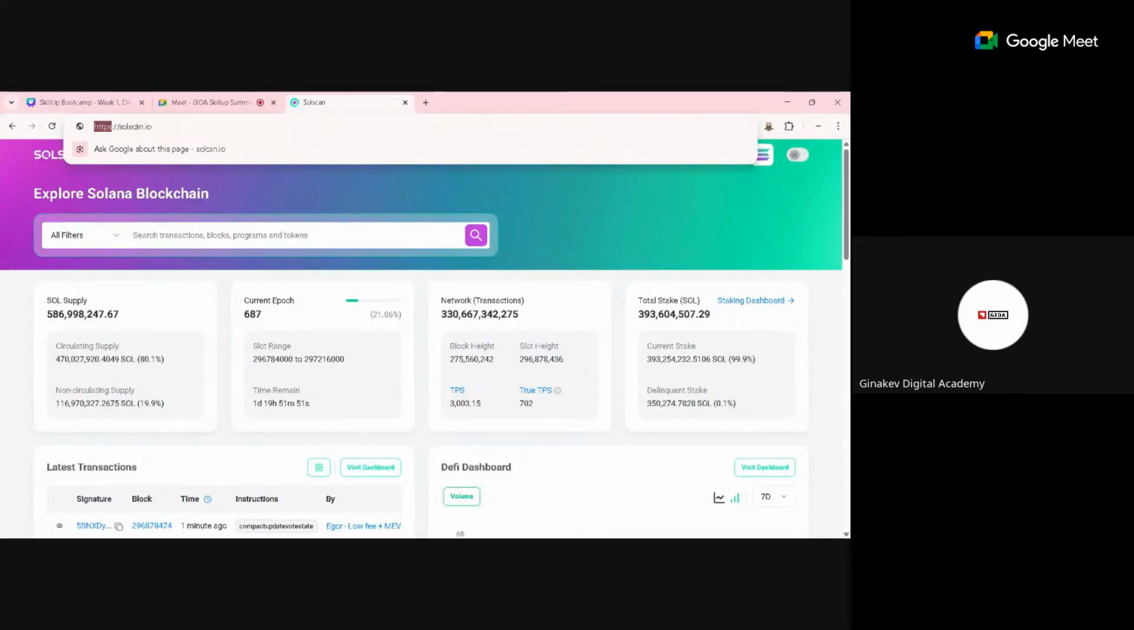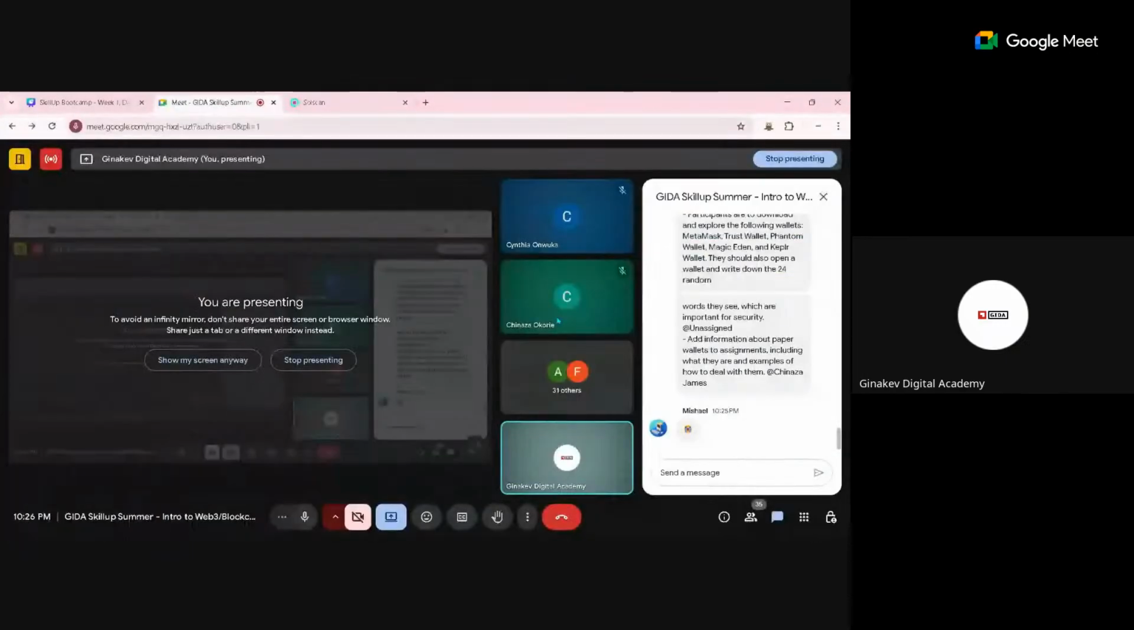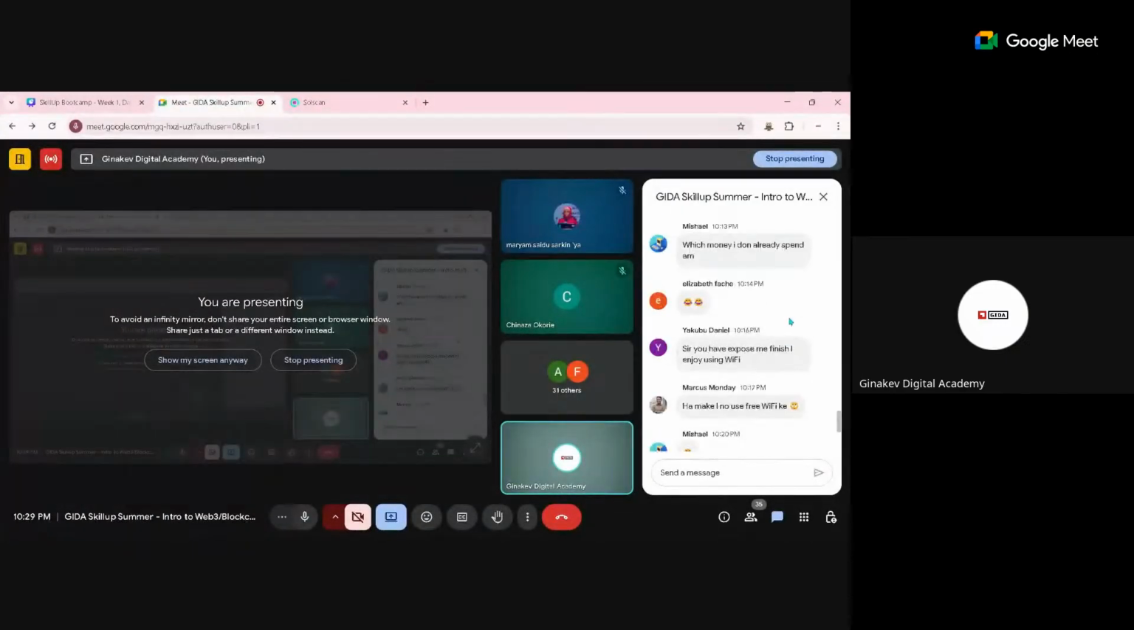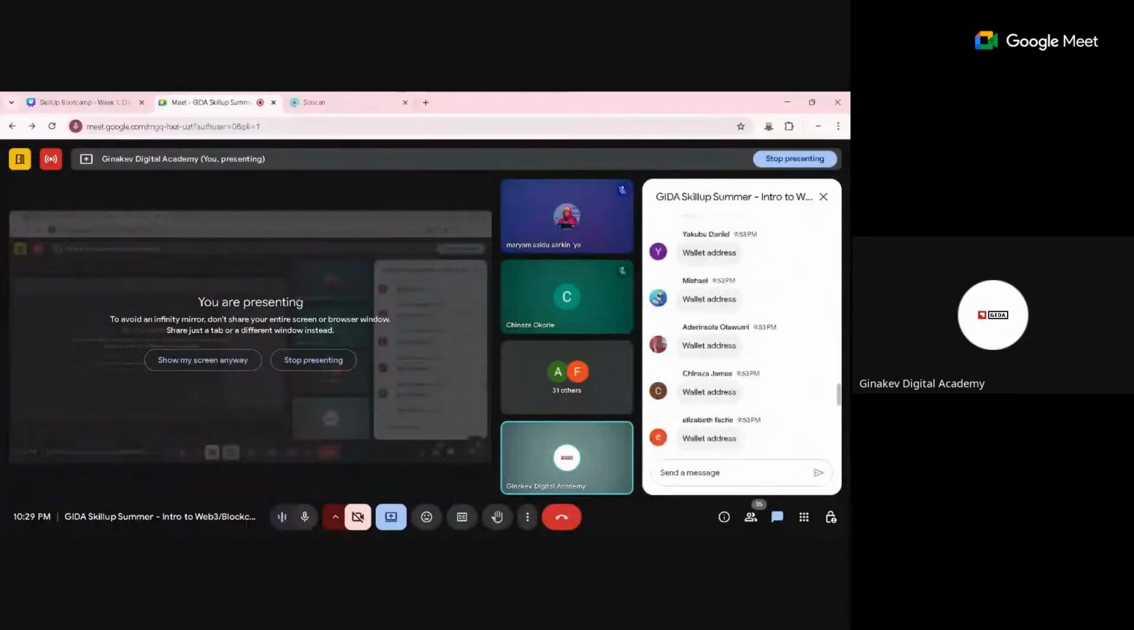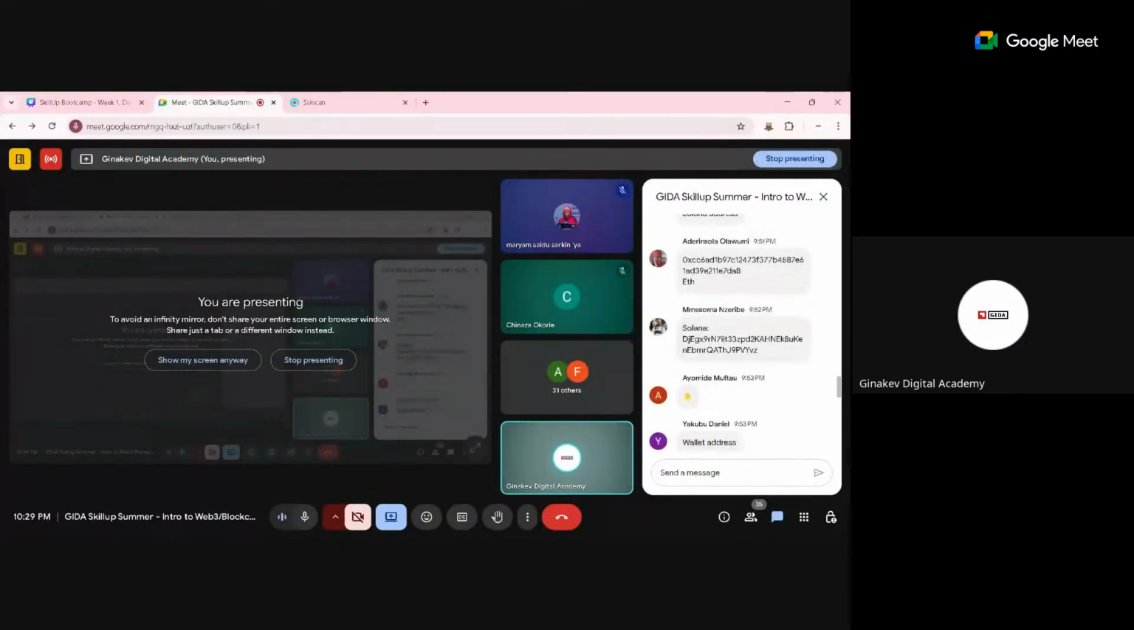Now I want to come to our call. I want to copy the wallet address that some of us shared earlier on, right? That wallet address that they shared. So let me copy this one, this one that Mesoma shared. Mesoma, who has this wallet address?